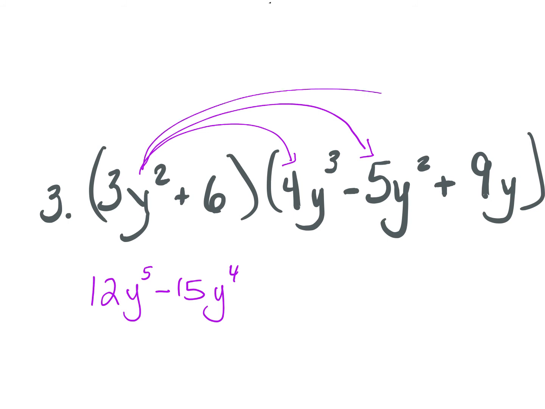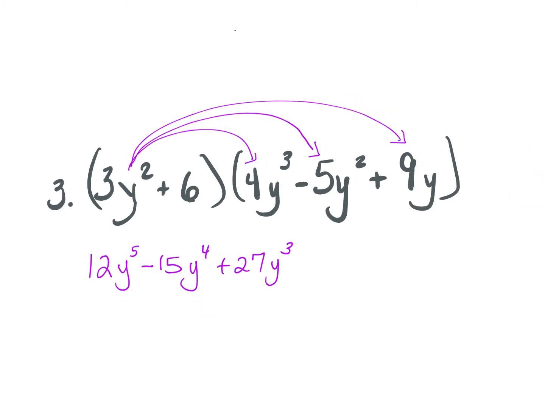Now I have 3y squared times 9y. So 3 times 9 is 27, good. And then y squared times y is y to the third. I have 2 in the first, so I'm going to add, so I get 3, right? Okay, good. Now we're going to take 6 and distribute to everything behind.